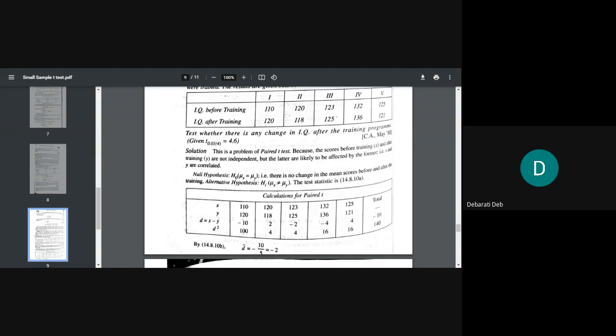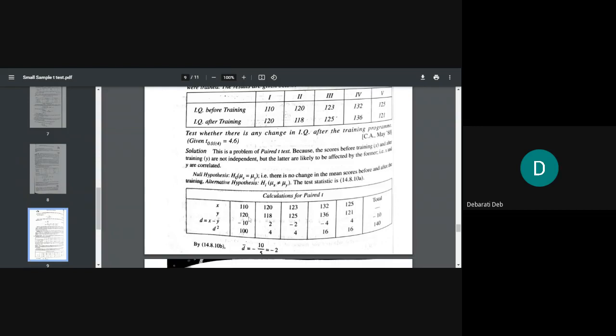D is always X minus Y. That is before training value minus the after training value. Here we are using the term training. It can be any type of test. So before the test minus after the test is the meaning of D, small d.